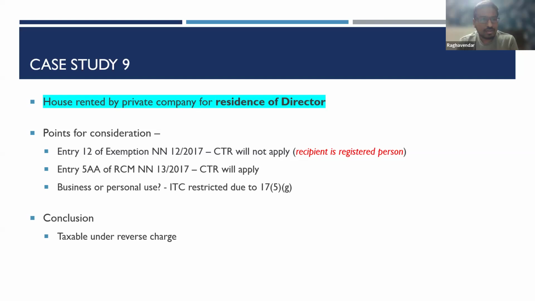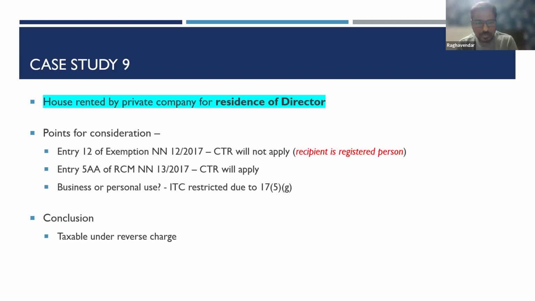Next variation is a house rented by a private company for the residence of a director. Obviously, entry number 12 exemption entry will not apply because the recipient is a registered person. And here, since the property is a residential dwelling, the RCM entry will be 5AA. 5AA will apply because the owner is any person and the tenant is a registered person. So it will be taxable under reverse charge.